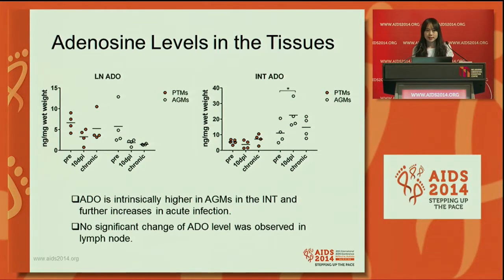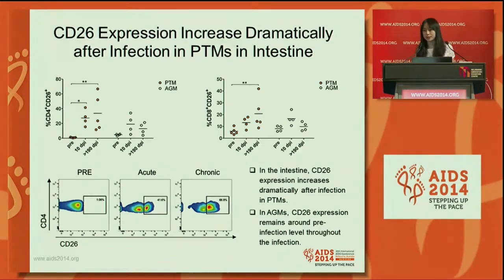We measured the adenosine levels in the tissues, and in the lymph nodes, we didn't really see anything interesting. But in the intestine, the level of adenosine is higher in AGMs than PTMs pre-infection, and it increased significantly after infection. Whereas in PTMs, it's low to begin with, and it's low throughout infection. So why is there this discrepancy between the increase of those two markers and still a very low level of adenosine? With this question in mind, we thought about the other branch of this pathway, which is CD26.